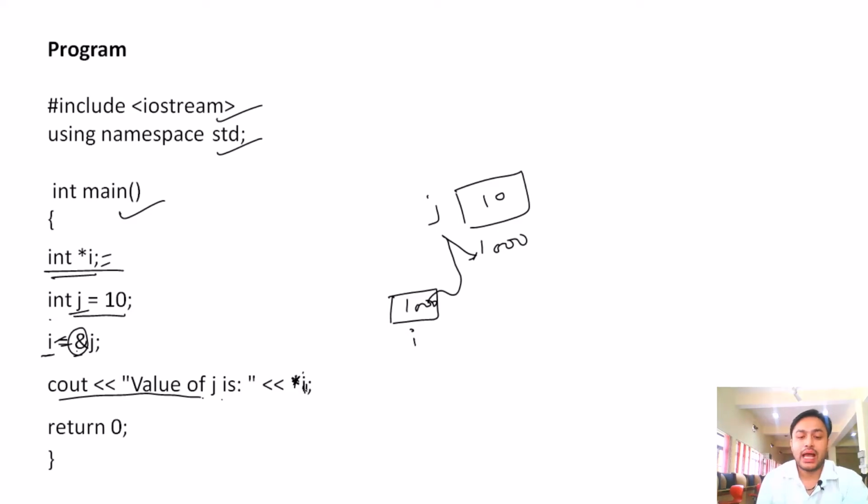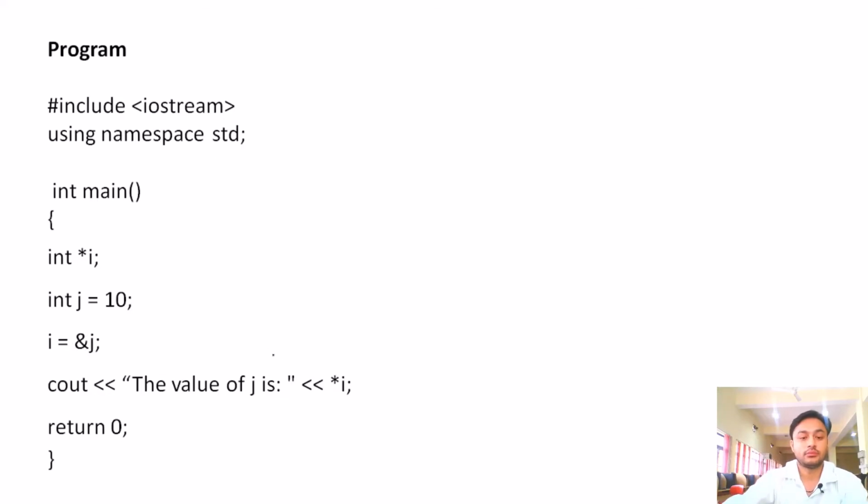So when you use i, it simply means the memory location, and when you use this dereference operator, it means it will refer to the value of this memory location, that is 10. So here it will show you the value 10. If you want to access the value of j, then you have to use the dereference operator. So you can see that the value of j is 10.